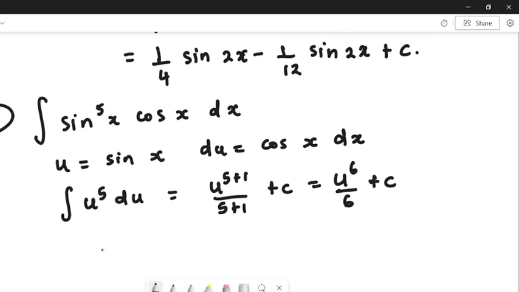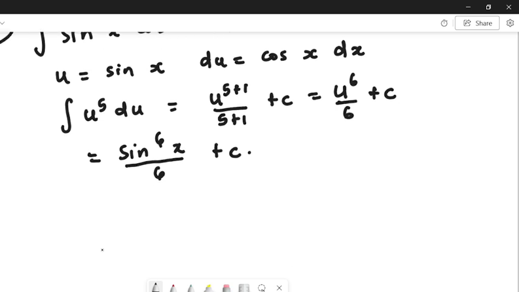We are putting that c because it is an indefinite integral. So we are getting sine to the power 6 x over 6 plus c. We have substituted back. Wherever we have u to power 6, we're putting sine there, so it becomes sine to the power 6.